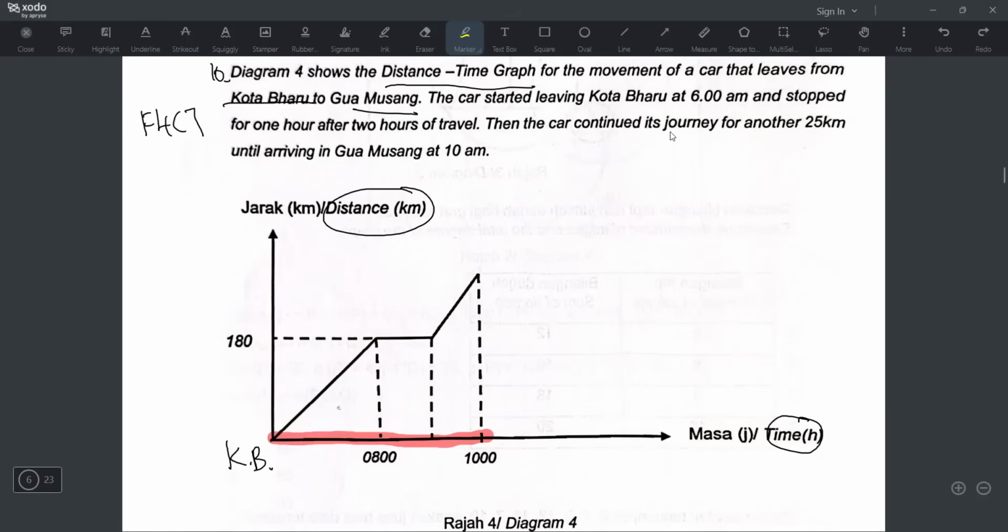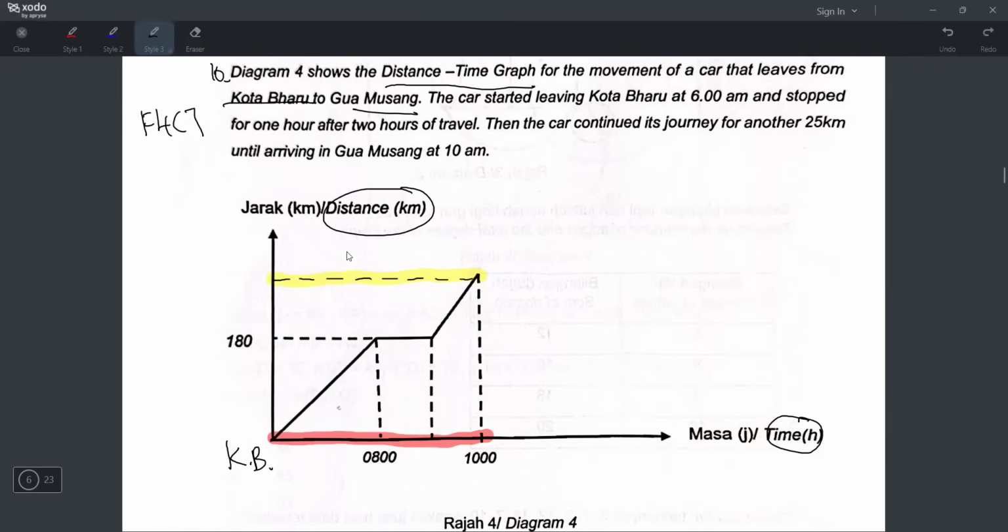And then the car continued journey for another 25 until arrived Gua Musang at 10 a.m. So I think the Gua Musang is not here. Yeah, it's not here because it says arrive at 10 a.m. So 10 a.m. this is here, right? So this should be your highlight. Okay, all right. So this line right here, that's the Gua Musang. I'll just write here GM, Gua Musang. Okay, we can actually find this.